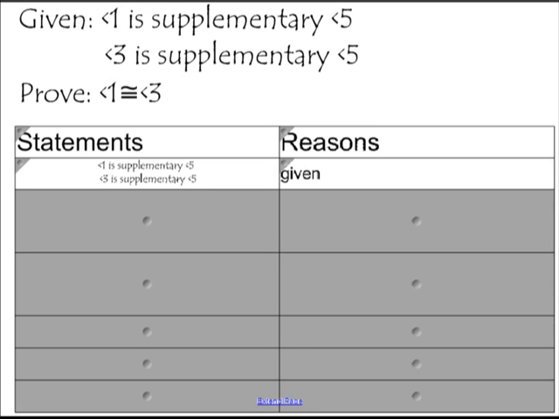Hi everyone, I'm going to walk you through this proof, which is the first example from the practice proofs that I asked you to work on. So hopefully you've already restated your given that angle 1 is supplementary to angle 5 and angle 3 is supplementary to angle 5. Of course the reason is given.